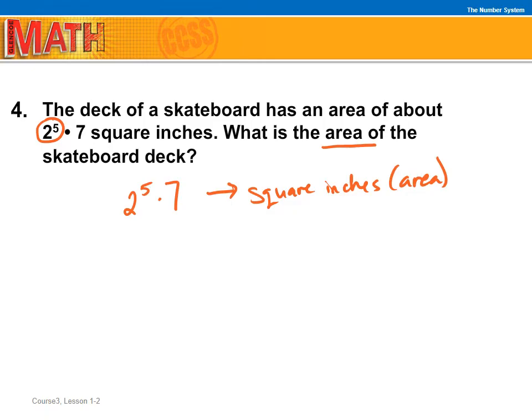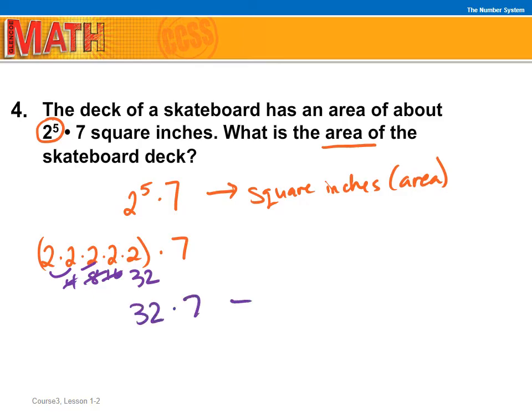So 2 to the 5th power, we're going to break that down. It's 2 times 2 times 2 times 2 times 2, 5 times we're writing down the 2, times 7. So let's figure out what's in parentheses. So let's work this out. 2 times 2 is 4. Times 2 is 8. Times 2, 16. Times 2, 32. So now I have 32 times 7, which is 224. And that is my area in square inches.